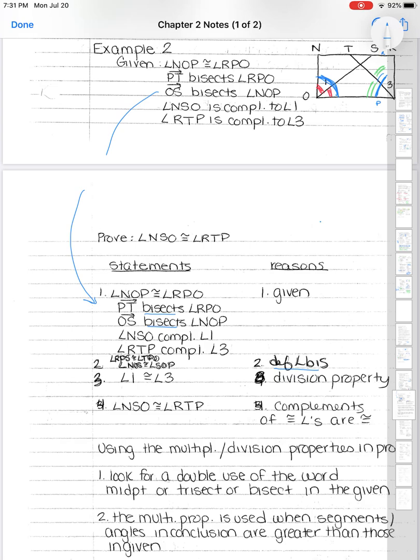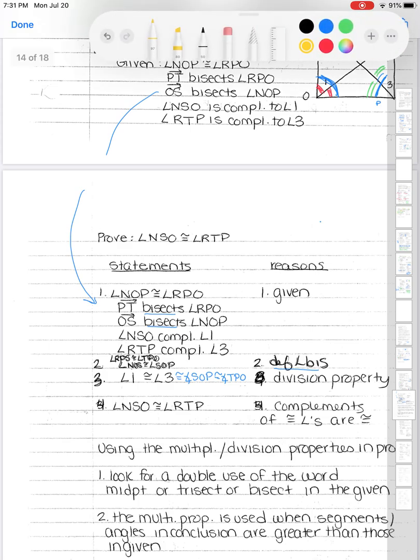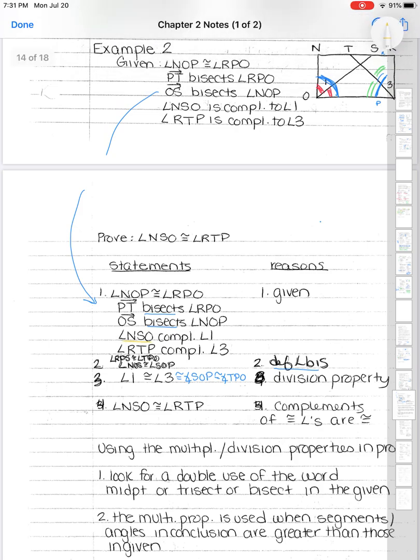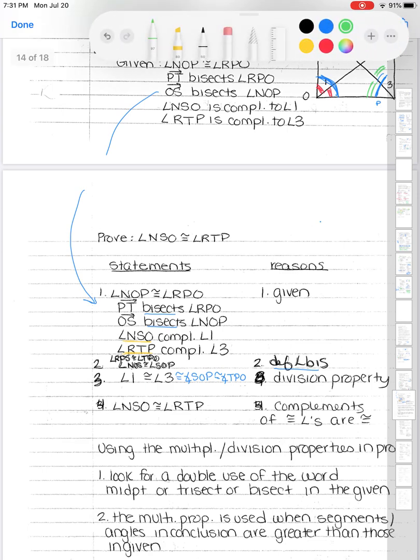So if originally we were told the larger angles were congruent, which actually I have this drawn wrong, so this is congruent to this. Just like we had in the previous example, if the larger angles are congruent and each one is split into equal parts, then by the division property, we can say the smaller pieces are congruent. So angle 1 is congruent to angle 3, and to be honest, if you want to include angle SOP and angle TPO, you can include those two as well, but all 4 of those smaller pieces are then congruent. So the greens and the reds are all equal to each other.